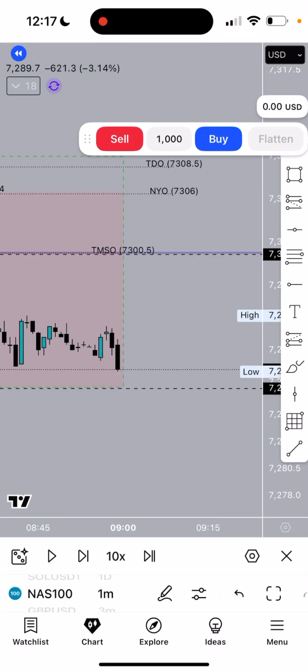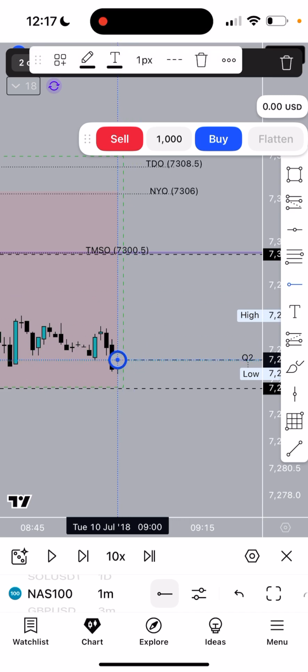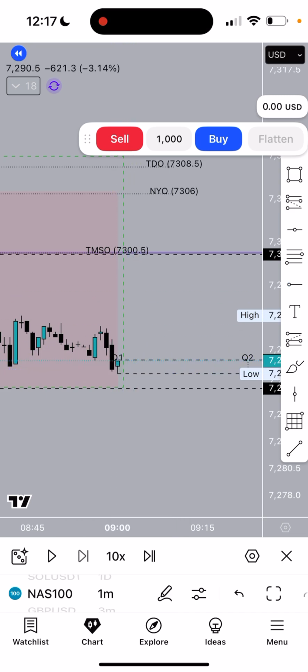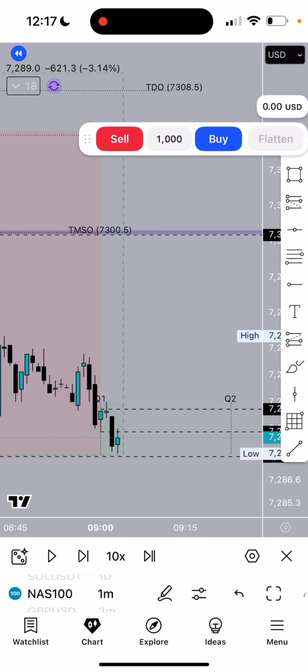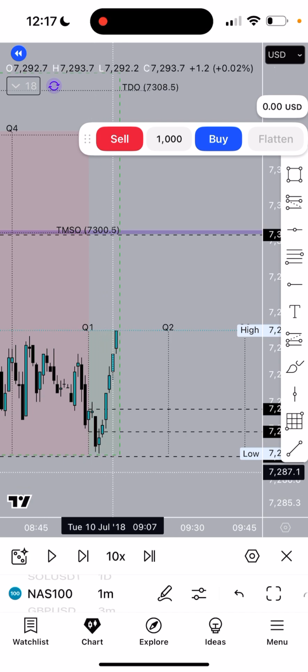So I'm just going to wait for the 9 a.m. opening price. It's right over there. Gonna wait for manipulation under or above. Here we have it under. Cool. See, that's a manipulation to the downside, which explains the market being bearish.